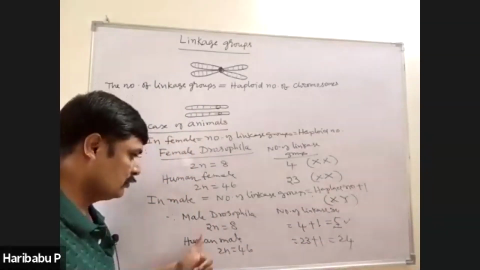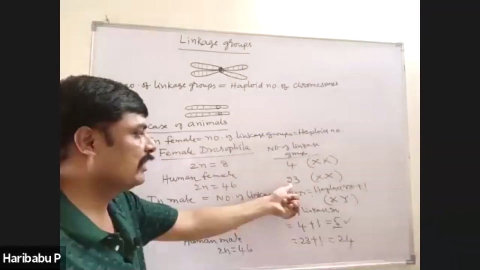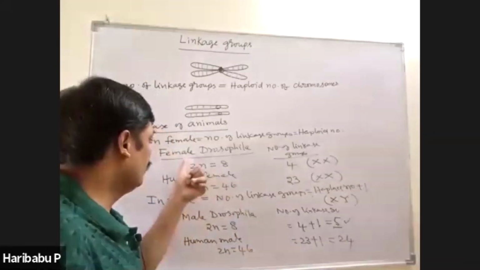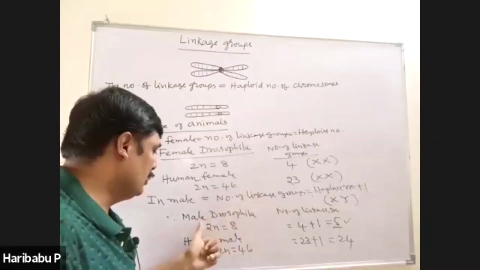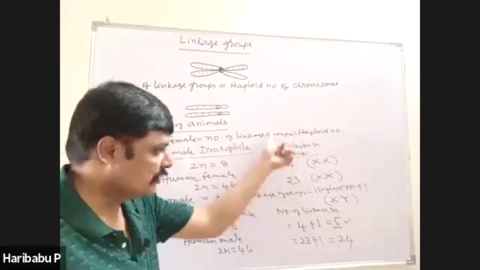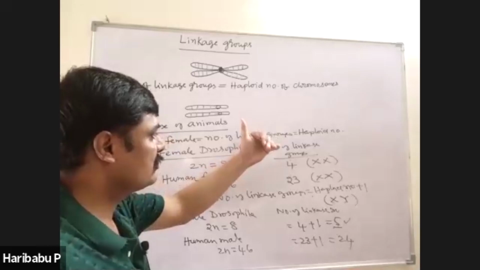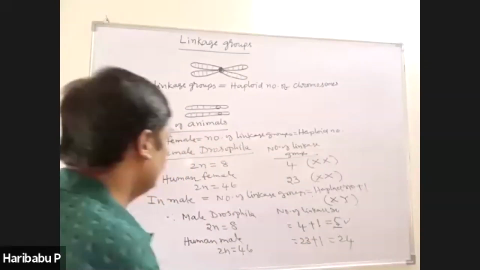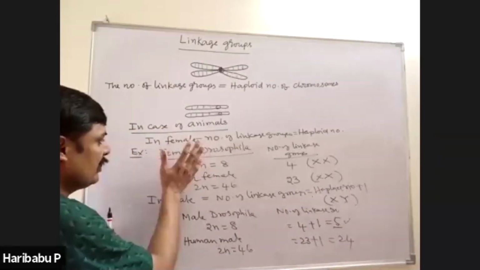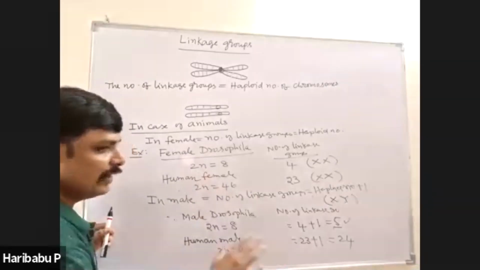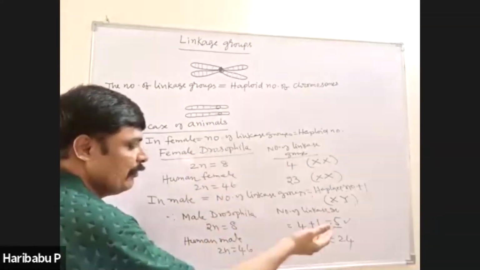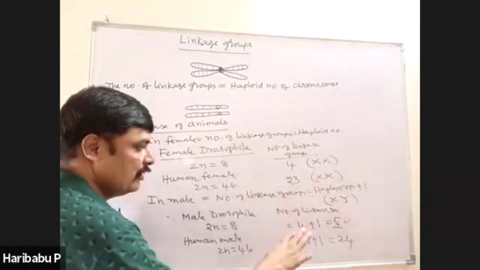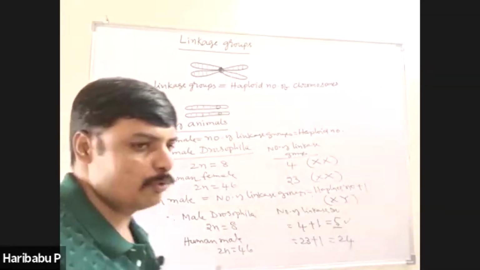Okay. So in human female, the number of linkage groups is 23. In human male, it is 24. In female Drosophila, it is 4. In male Drosophila, it is 5. So this is different. So in case of plants, the number of linkage groups is equal to its haploid number. That is clear. In case of animals, the number of linkage groups in female is different from male. In male, it contains Y chromosome. Therefore, we have to consider the genes present on X and Y are different. So X and Y is taken as two different linkage groups.